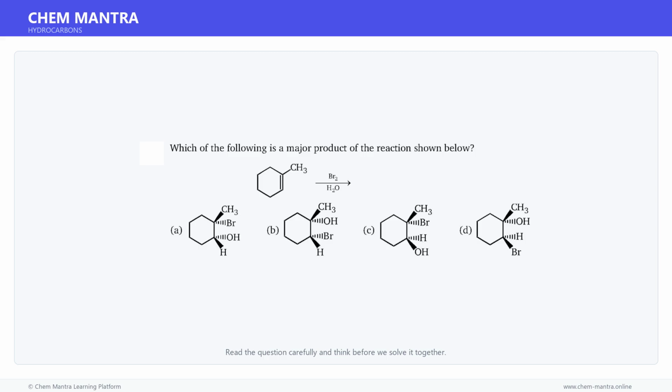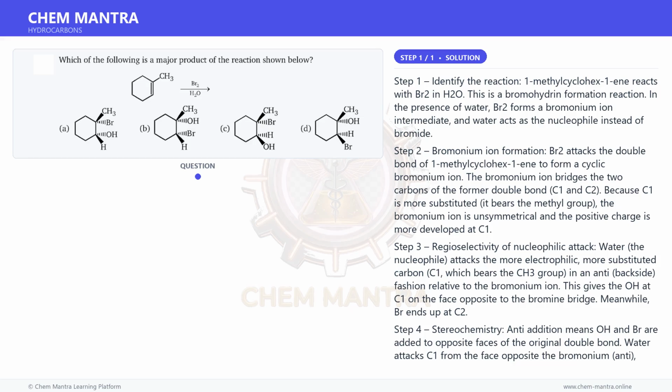Here is a question. Read it carefully and think about the answer. Let us solve it step by step. Let us begin solving this step by step. Step 1. Identify the reaction.